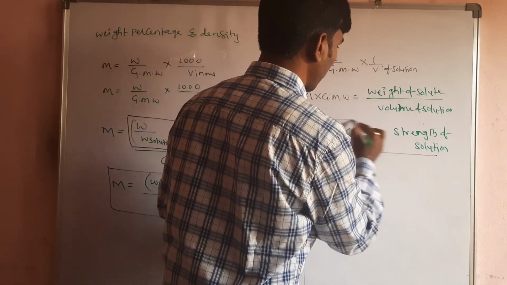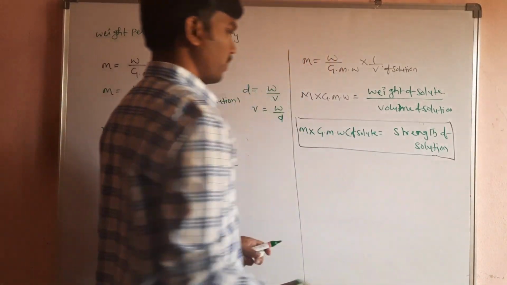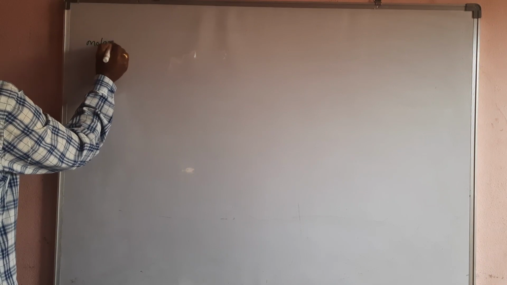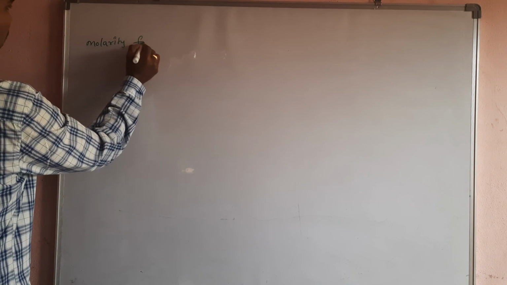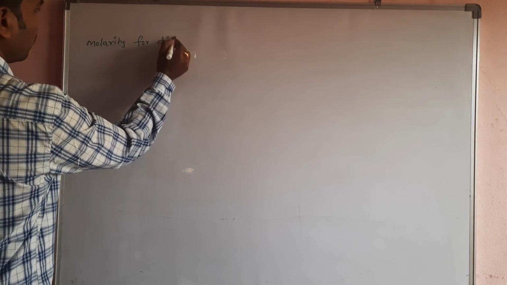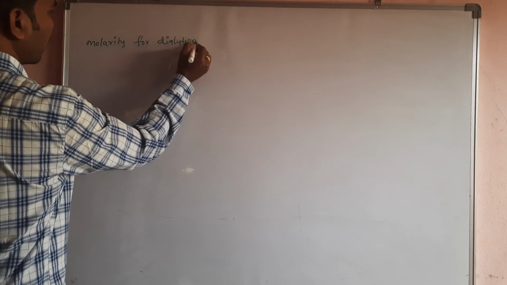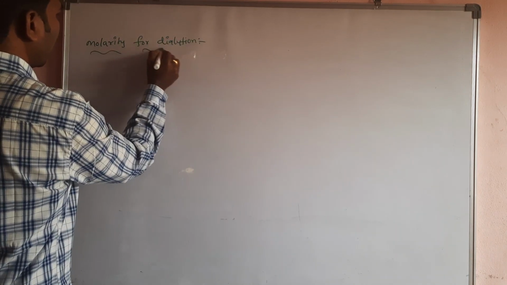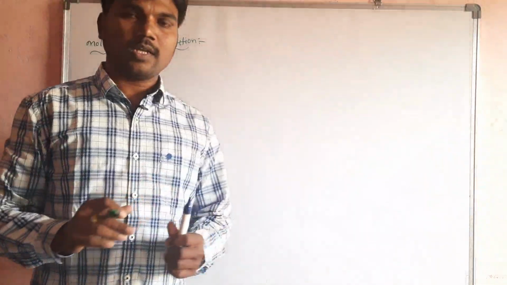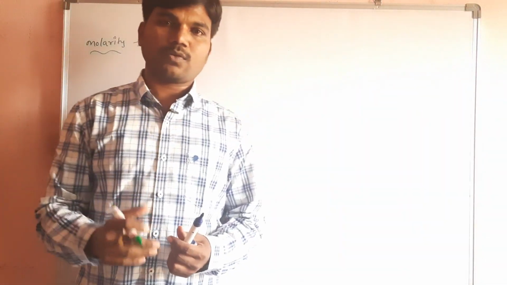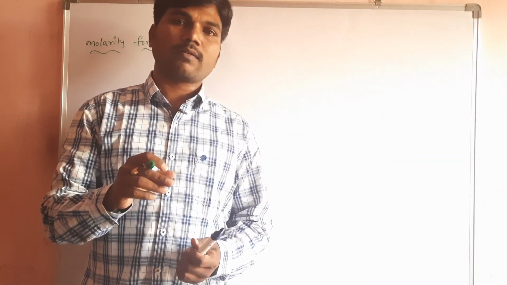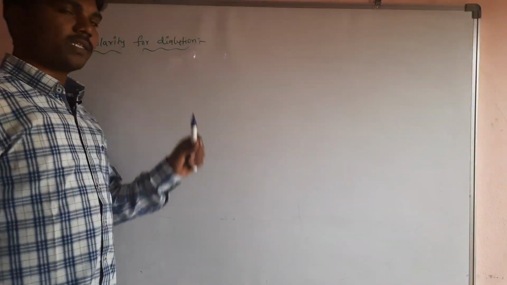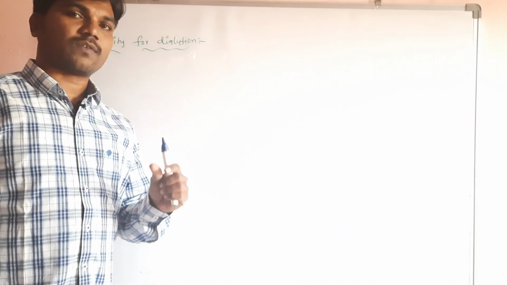By using this formula, we can calculate the strength of a solution. Now, molarity for dilution. What is meant by dilution? Dilution is nothing but decreasing the concentration of the solution. By adding water, we can decrease the concentration of the solution.